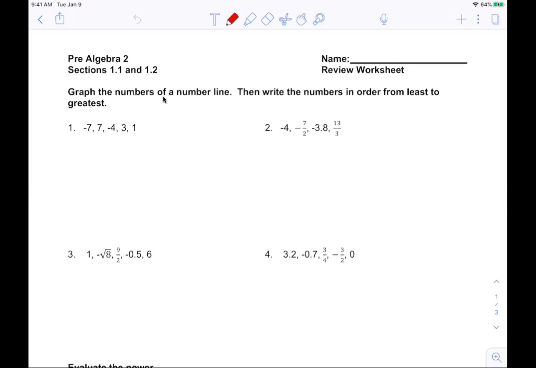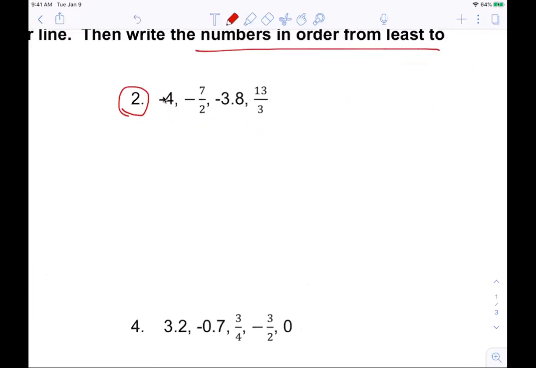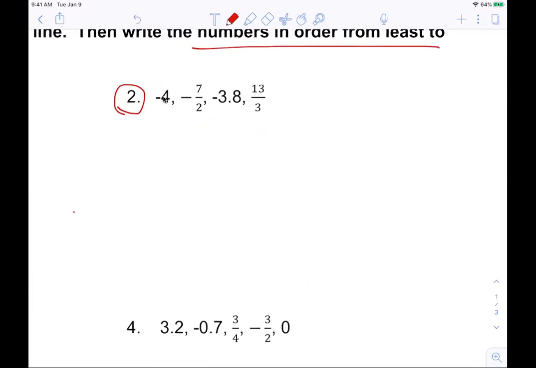So we're going to look at number 2. Number 2 is from what we discussed on Monday, and it wants you to graph the numbers on a number line. And then it says, write the numbers in order from least to greatest. So the first thing we're going to do is make ourselves our own number line because one is not drawn for us.